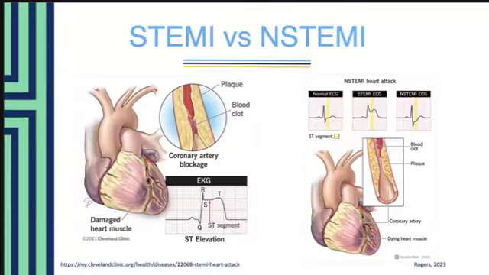Then we look at non-STEMI, on the other hand, where it is caused by a partial or temporary occlusion of a coronary artery. So this leads to myocardial ischemia and injury limited to the endocardial layer, the inner layer of the myocardium, so of the heart muscle. So the ECG may show ST segment depression or even a T wave inversion, but no ST segment elevation.